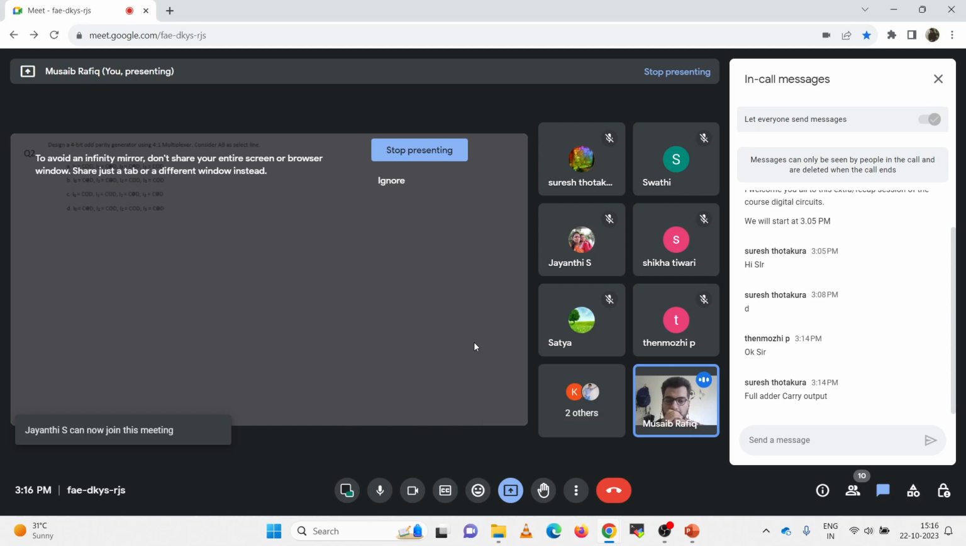To the participant that joined late, you can try this question within 3-4 minutes, and then I'll show the solution. This is the question. It states: design a 4-bit odd parity generator using a 4 is to 1 mux. Consider AB as your select line.